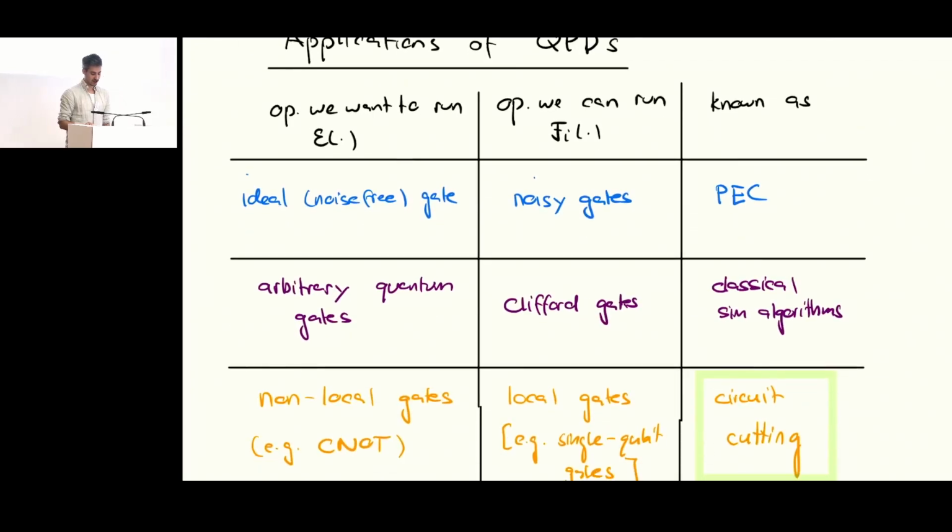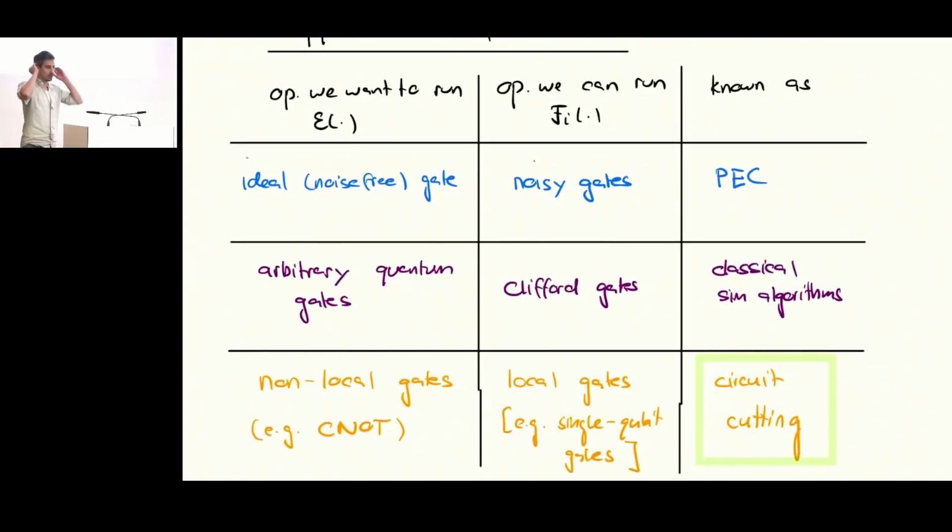Okay, maybe before I go back to the one, here's just the overview slide for those that are maybe familiar with the method. So this has been used in many situations, but three of them are probably well known. So one idea is that we would like to run an ideal noise-free gate, but we only have noisy gates available. Then we can use this method, and it is known as probabilistic error cancellation. This is an error mitigation type technique.